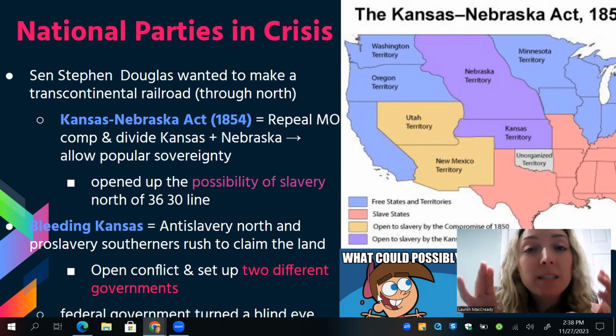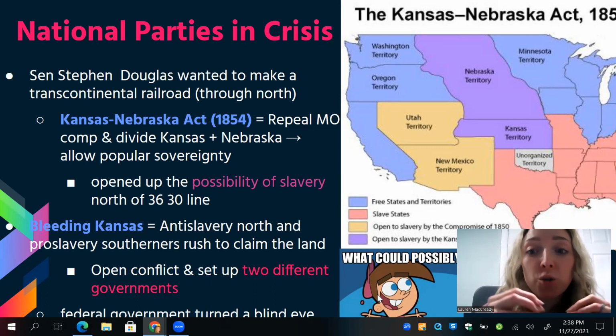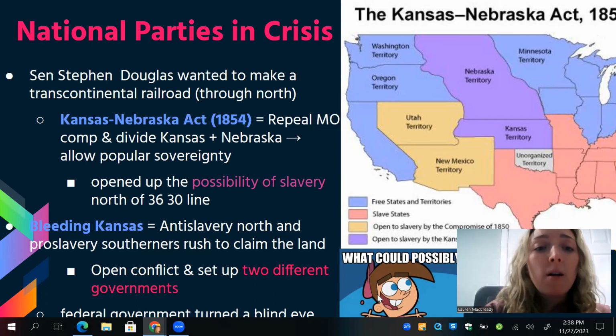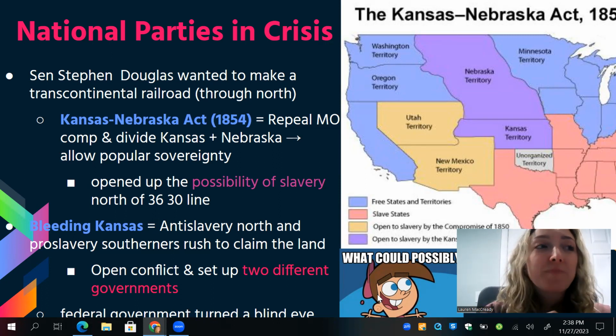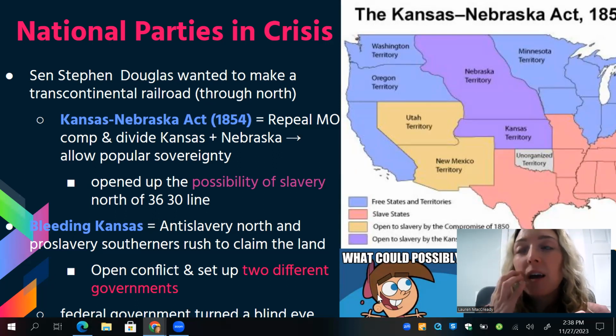It's like a mini civil war in Kansas over popular sovereignty, because the two different groups are there and they know why they're there. So they're in open conflict with each other. They set up two different governments in two different parts of the state, one pro-slavery, one anti-slavery, create two different state constitutions, and they just refuse to recognize each other. And the rest of the country is looking at the federal government like, are you going to step in here? Are you going to do something?